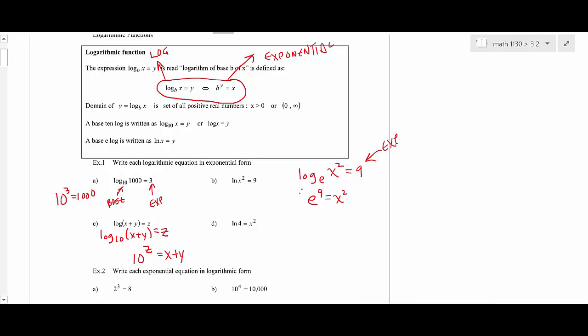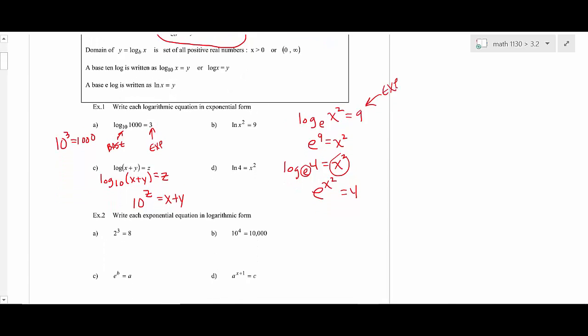Then the next one you would have log base e, and you don't have to write that down. I just want to show you what you're doing. So what would that be in exponential form? e to the x squared is equal to 4. Again, your base is e, your exponent is x squared, like that. So you have to start this way when you're learning logarithms, with how to rearrange and write these things back and forth, because you'll do this all the time.